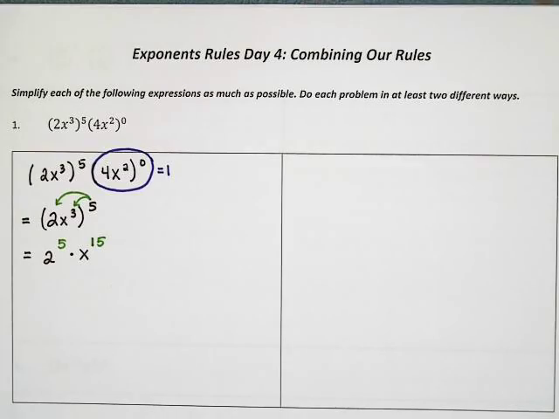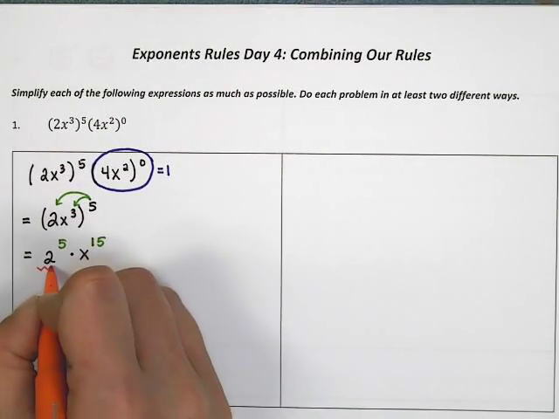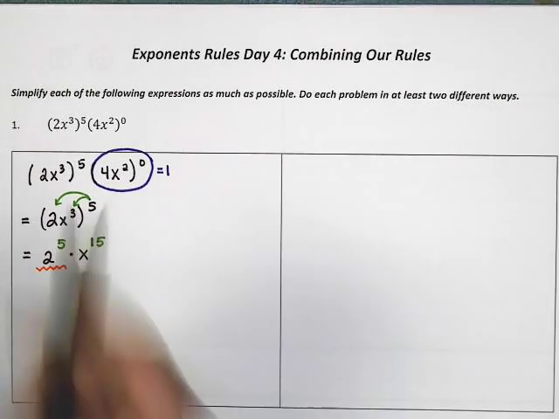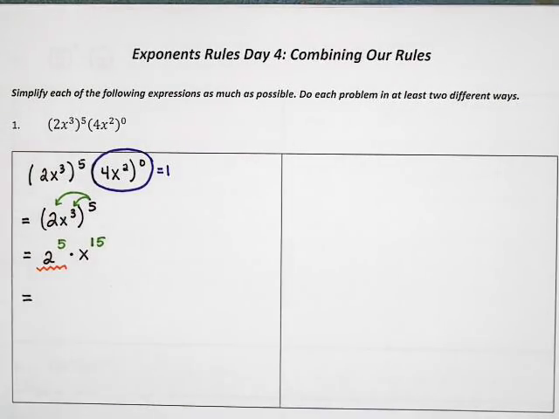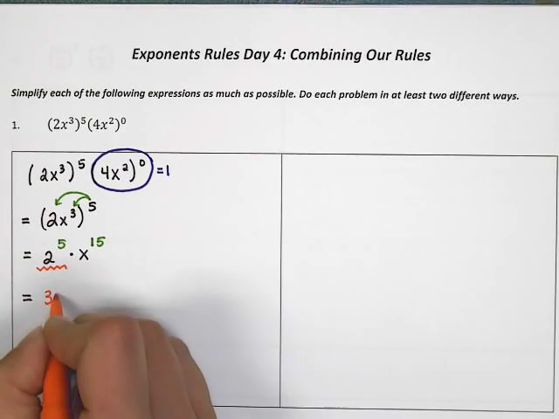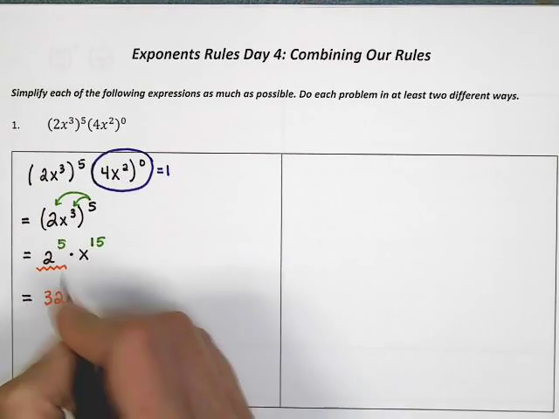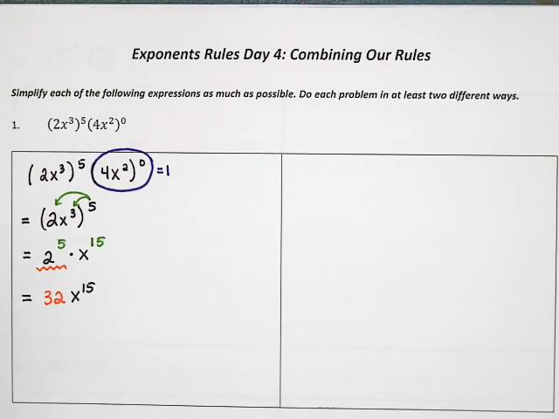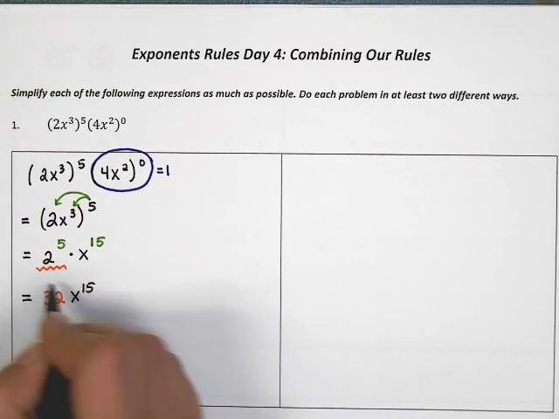Again, I'm still not all the way done. I want to simplify as much as possible, so I'm going to go ahead and simplify 2 to the 5th power. So my new answer would be 2 to the 5th power, which is 32, and then x to the 15th power. I can't see anything else here that I would be able to simplify, so I'm going to go ahead and stop there, and I'm done.